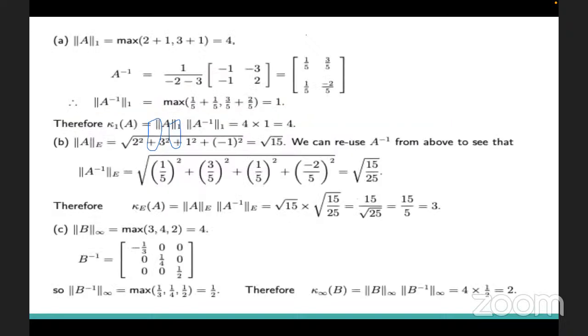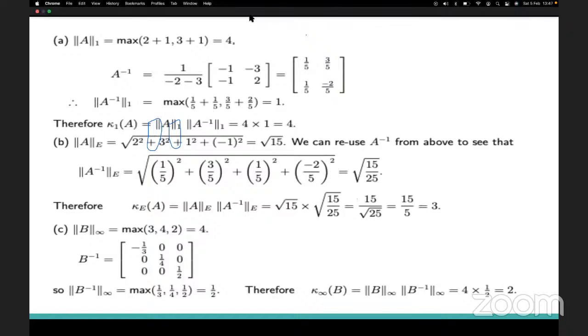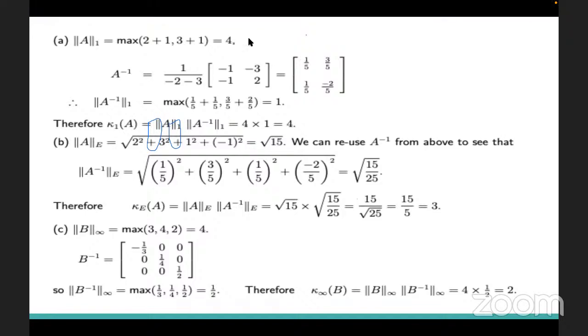Please, is this clear? I guess so. Can you go over it once again, please? Okay, inversion.